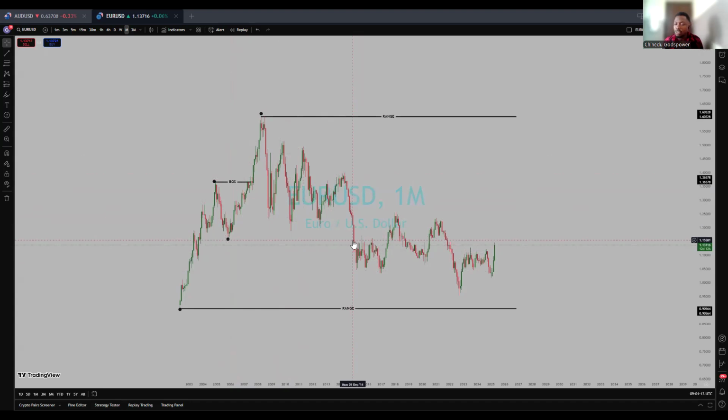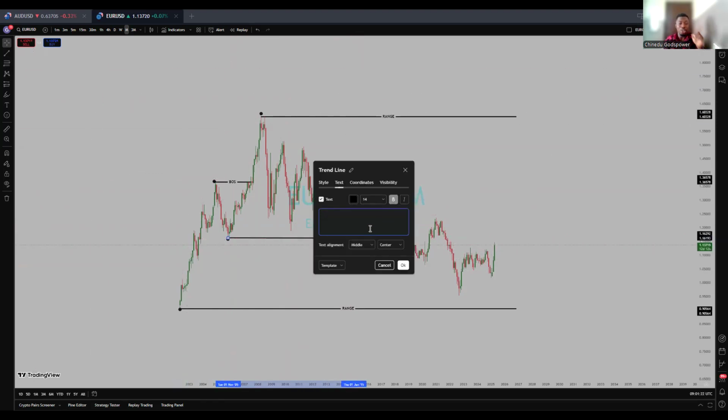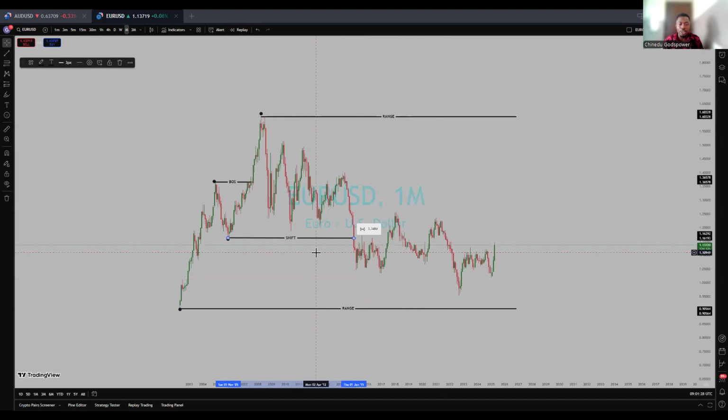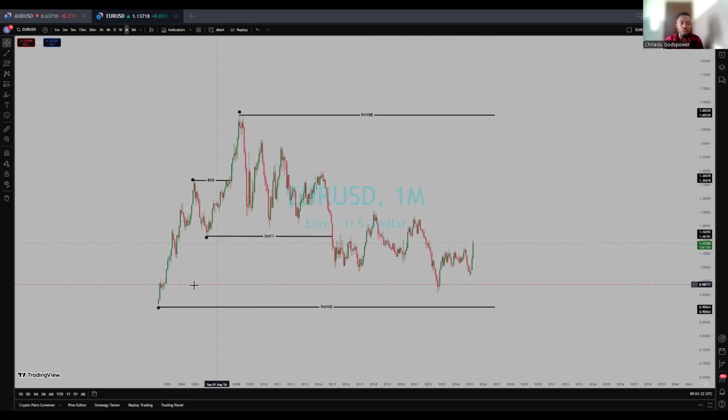Now we can call this a shift in structure or what we call a change of character. You know, but for this reason, I'm going to call it a shift. But bear in mind, a shift is also a change of character. Shift. So now I'm saying market has shifted structure to the downside. Understand?